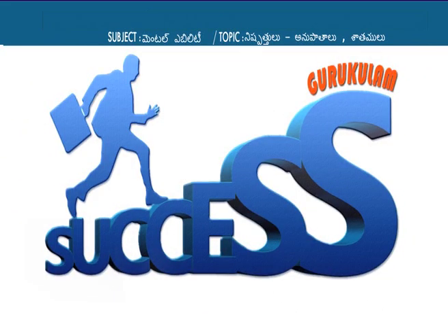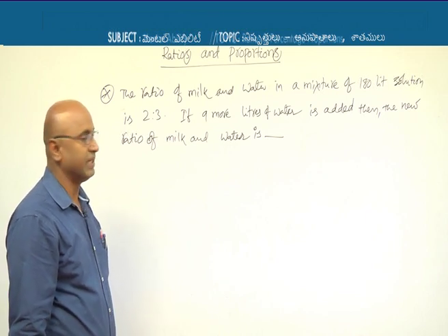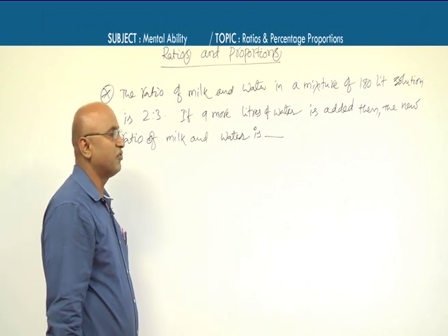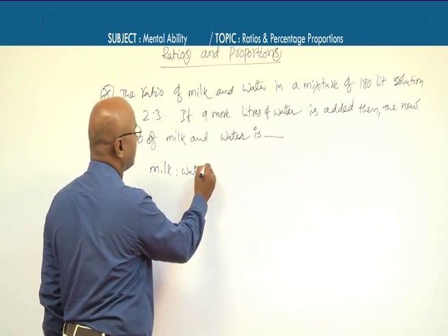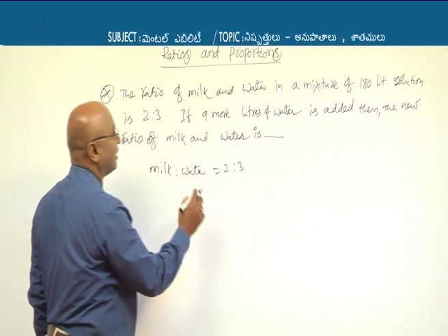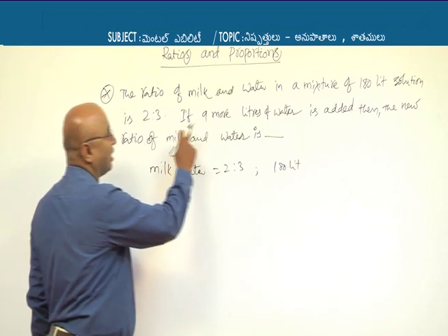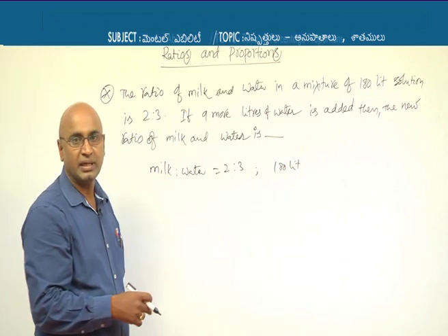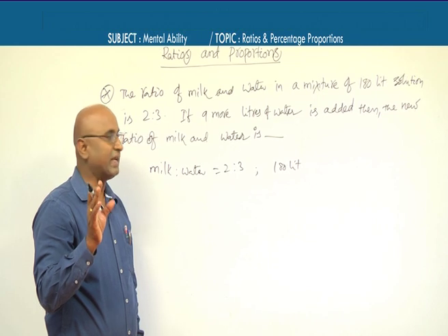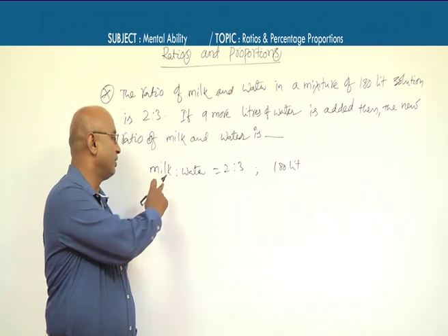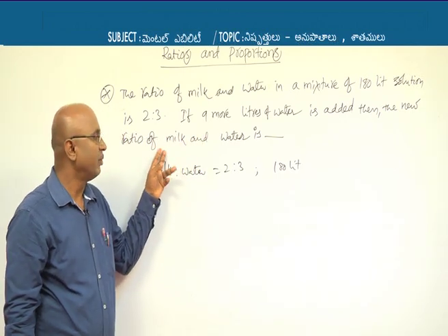The ratio of milk and water in a mixture is 2:3 and the volume of the mixture is 180 liters. So milk is to water is equal to 2:3 and volume is 180 liters. For this mixture 9 more liters of water is added. Then the new ratio of milk and water is? 180 లీటర్ల పాలు మరియు నీరు మిశ్రమానికి మరొక 9 లీటర్ల నీటిని కనుక కలిపినట్లయితే ఇప్పుడు నిష్పత్తి ఎంత అంటున్నాడు.